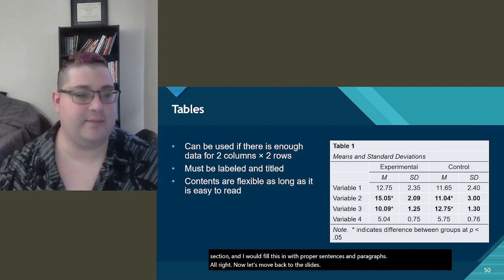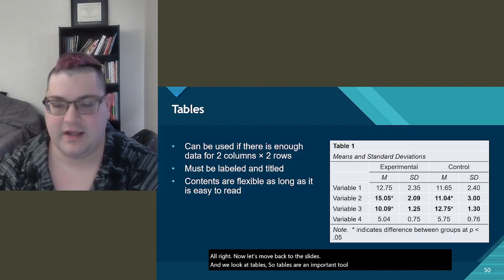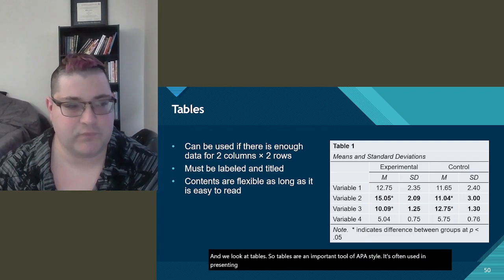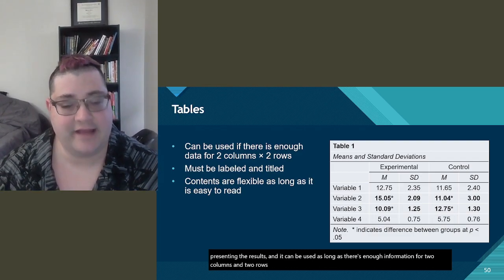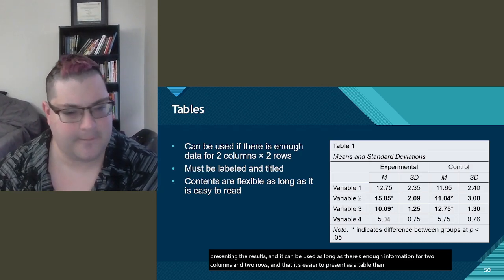And we look at tables. So tables are an important tool of APA style. It's often used in presenting the results. It can be used as long as there's enough information for 2 columns and 2 rows, and that it's easier to present as a table than as a sentence.